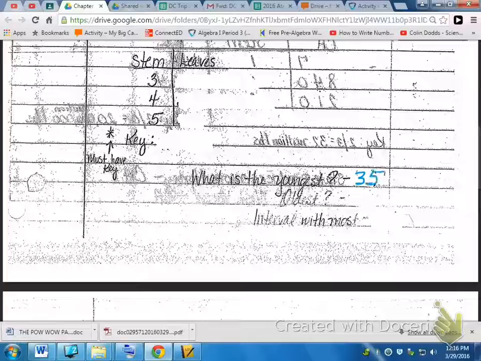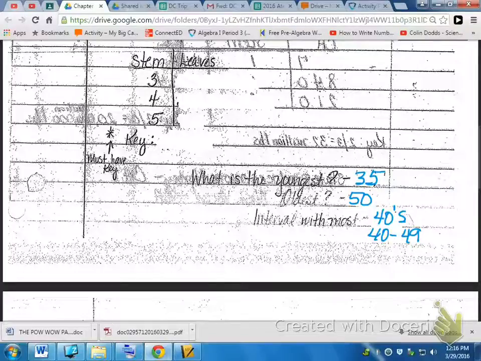What was the oldest age? 50. That would be the last leaf on the list. And then the interval with the most ages. Which interval has the biggest set of leaves? The 40s. So the interval with the most would be the 40s, or you could say 40 to 49. The 40s have the most ages, and the interval is from 40 to 49.